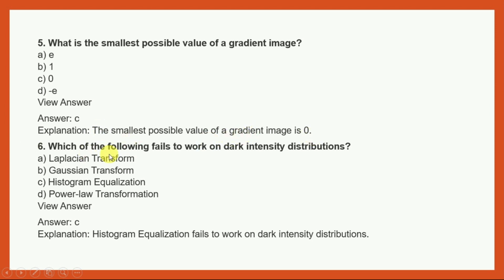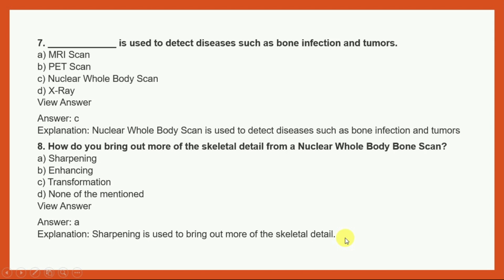And the next question is, which of the following fails to work on dark intensity distributions? The options are given here, and the right answer is option C, histogram equalization. The explanation is that histogram equalization fails to work on dark intensity distributions. And the next question is, dash is used to detect diseases such as bone infection and tumors. So which one is used? The right answer is option C, that is nuclear whole body scan.